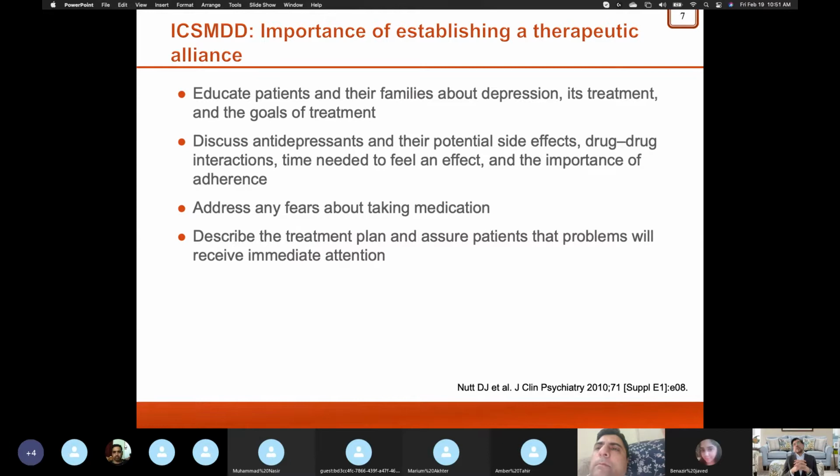Discuss antidepressants and their potential side effects, and drug to drug interactions. If a person is diabetic or hypertensive, which is a common phenomenon, you have to make sure that whatever medication you are giving does not interact with other medications. Discuss the time needed to feel an effect and the importance of adherence. If the medication is discontinued, it's a complication. If you miss the dosage, it's a complication.